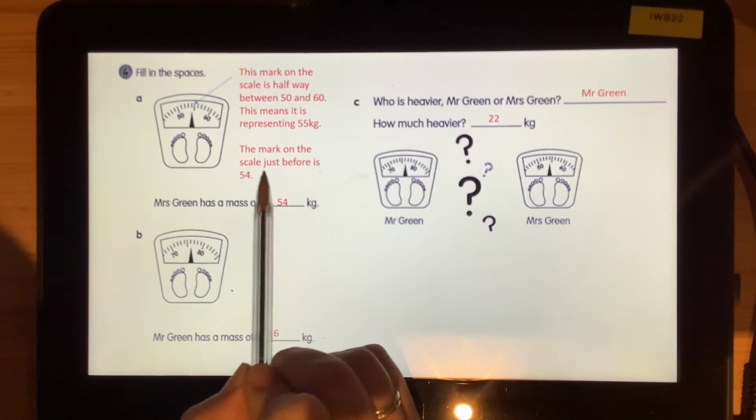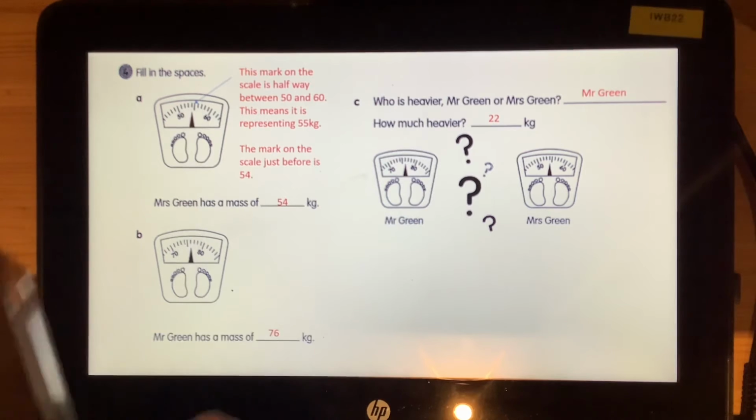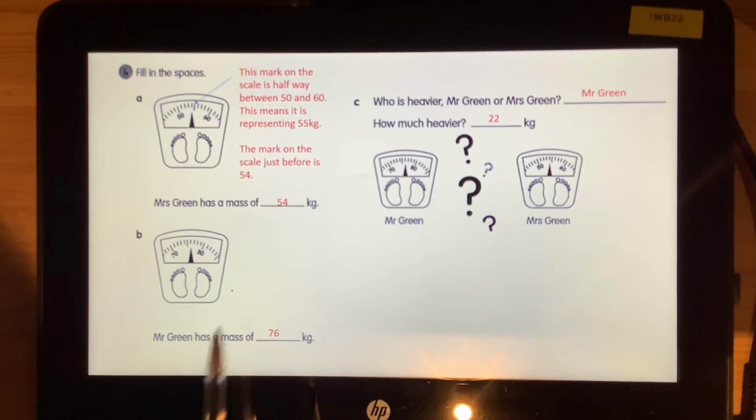Now, the mark on the scale is just before our halfway point. It's 1 before 55, and 1 before 55 is 54. So we know she has a mass of 54 kilograms.